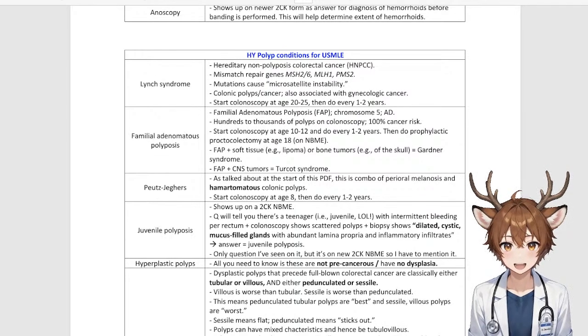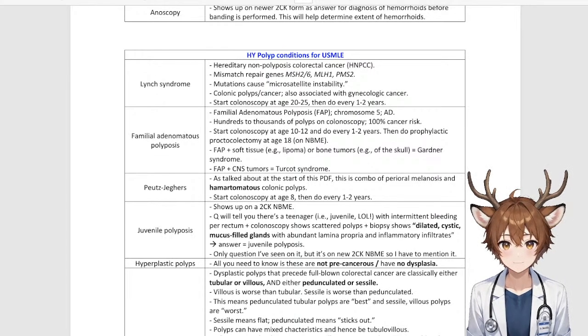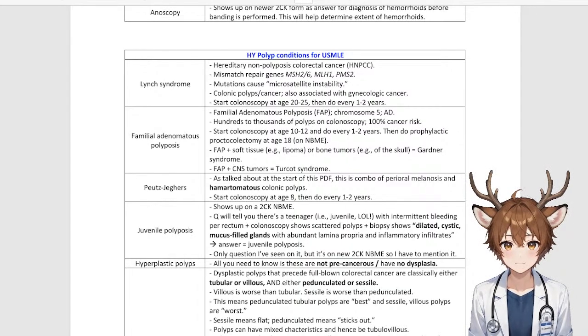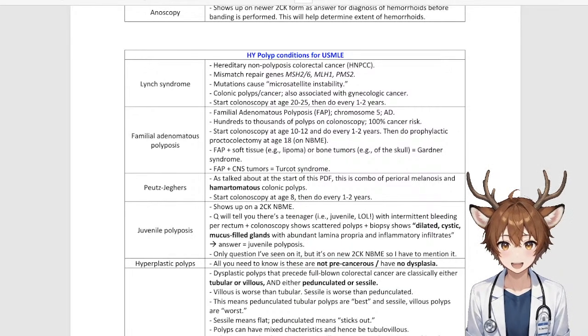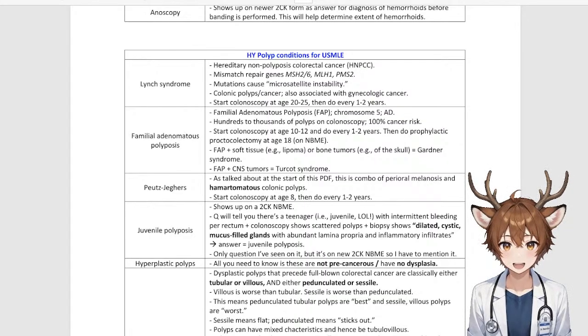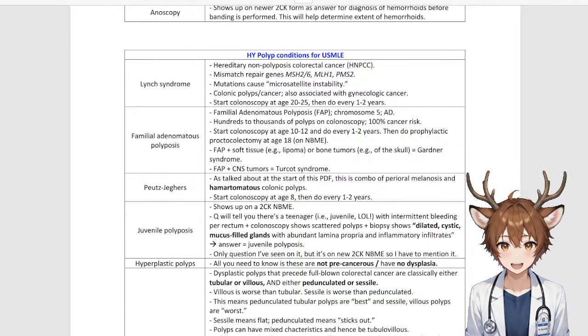High yield polyp conditions for USMLE. So these conditions we have Lynch syndrome, hereditary non-polyposis colorectal cancer, HNPCC. Again, that's hereditary non-polyposis colorectal cancer. It's kind of a mouthful. That's why they call it Lynch syndrome, I guess.